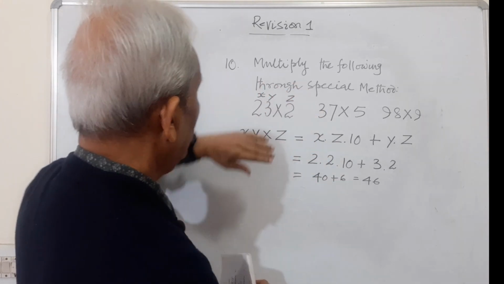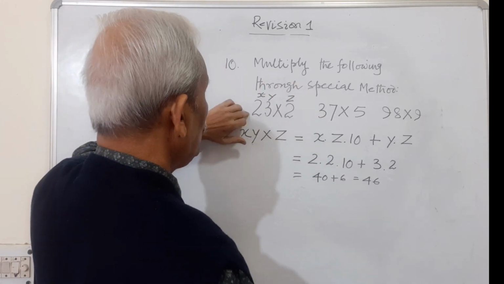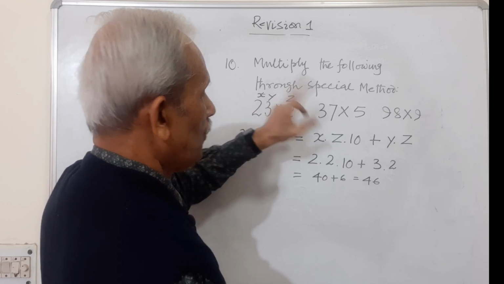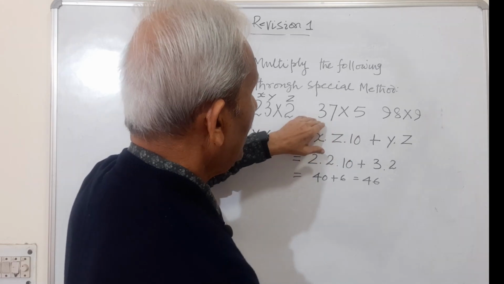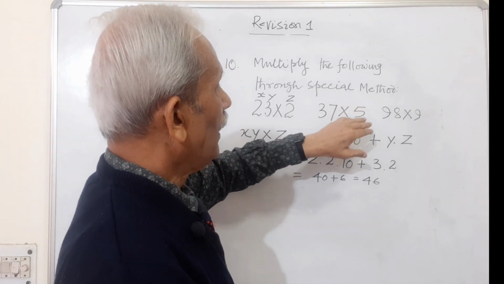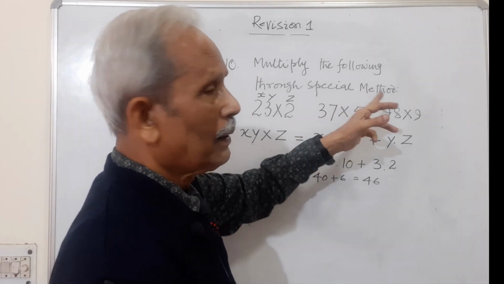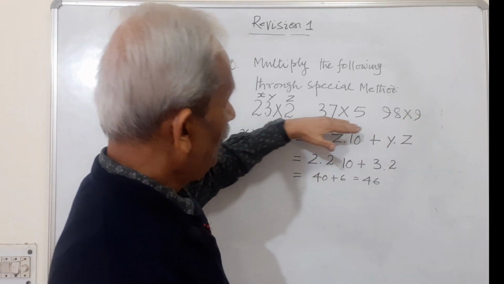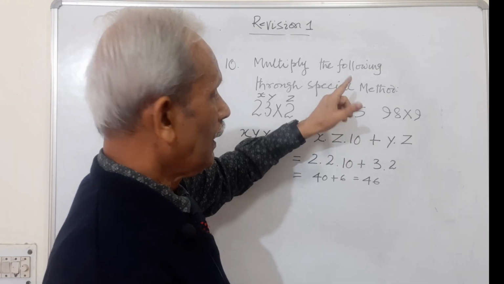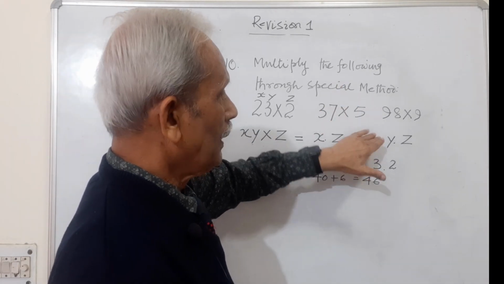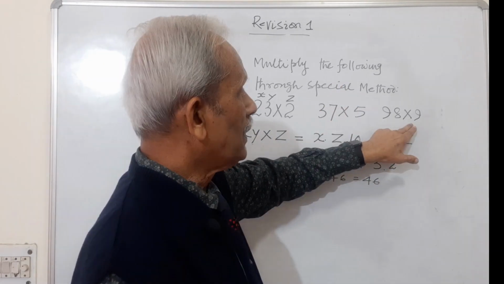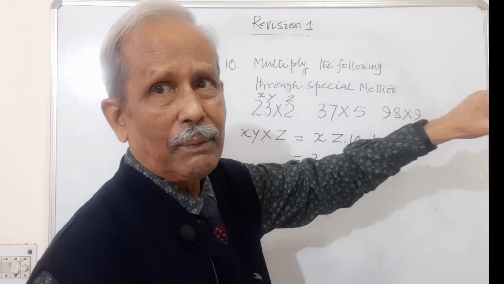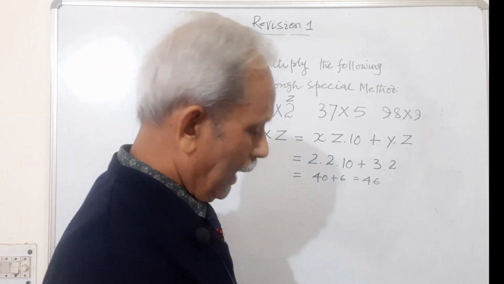What have I done? If you have to do it mentally: 2 into 2, 4 into 10, 40 plus 3 into 2, 6, 46. Here again, 3 into 5, 15 into 10, 150 plus 5 into 7, 35. 150 plus 35 is 185. Just looking at it: 3 into 5, 15 into 10, 150 plus 35, 185. 9 into 9, 81 into 10, 810 plus 8 into 9, 72. 810 plus 72 is how much? 882.